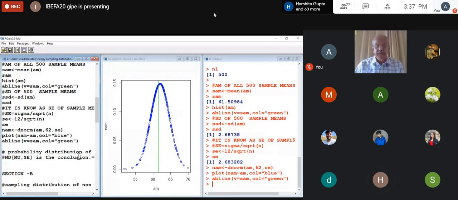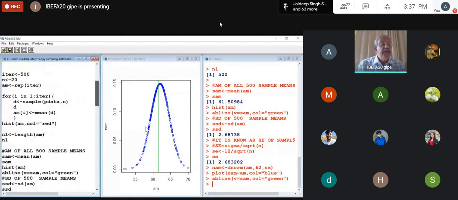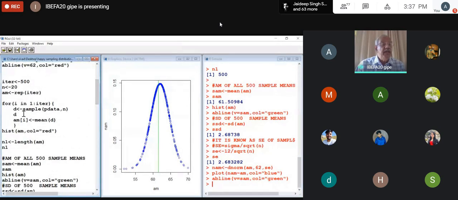Sir, can we choose the number of iterations and n differently, like you have taken 500 and n as 20? You can take any number. Suppose I take 30 instead of 20. And what about iterations? Say 600. Okay, now see the work.